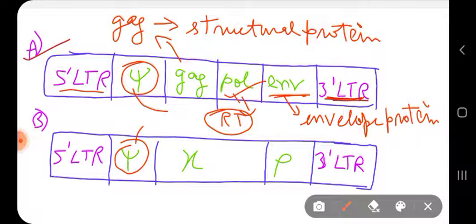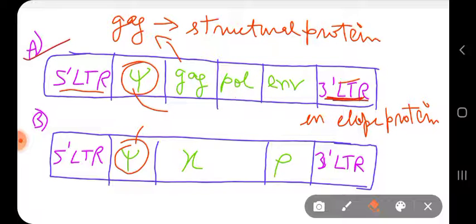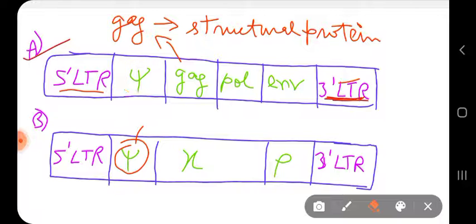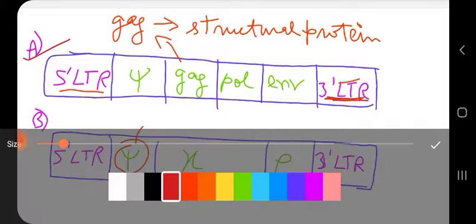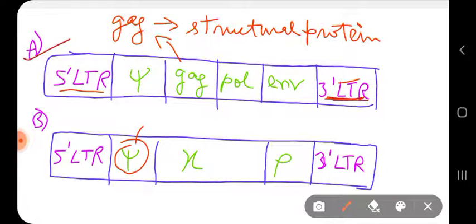And you can see a 3 prime LTR sequence is also there. Okay, now for using this retrovirus as a vector, we have to remove the GAG and POL genes. This GAG and POL gene has to be removed.